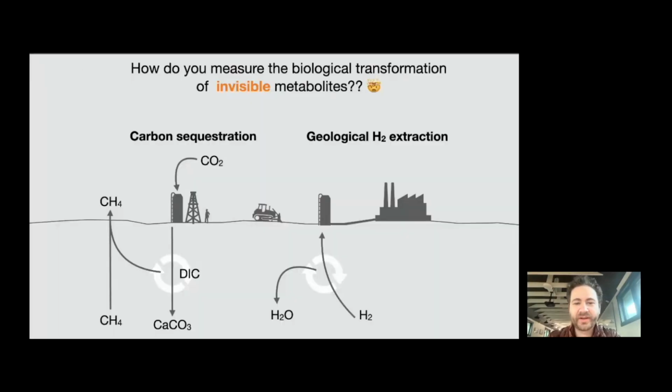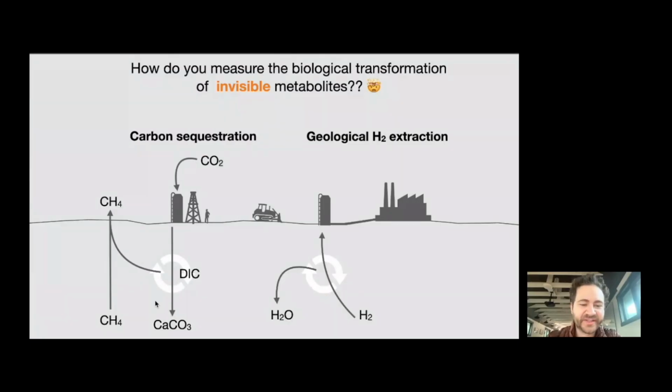But now much of our work is focused on these two processes of carbon sequestration and geological H2 extraction. For the carbon sequestration approach, it's referred to as mineral carbonation, where CO2 is captured from the atmosphere and injected into the hyperalkaline fluids in the subsurface, where it precipitates as calcium carbonate. For this process, we are interested in the microbial processes, which I've extracted here as these circular arrows, that might turn dissolved inorganic carbon into methane, which would potentially inhibit our ability to sequester carbon in the subsurface.